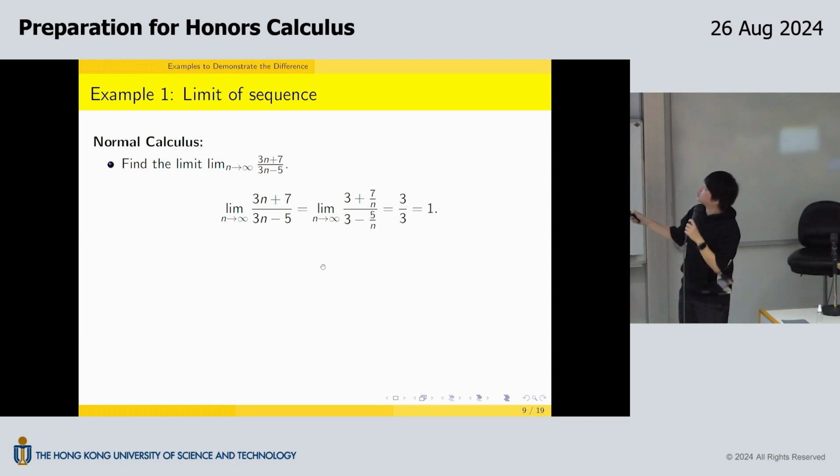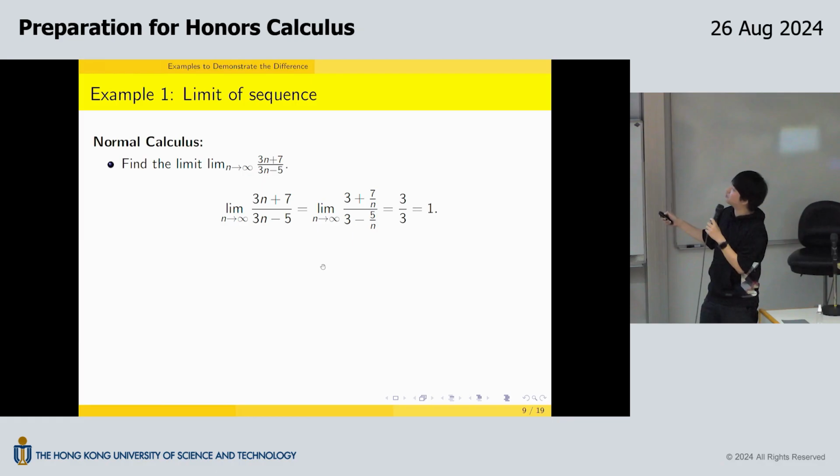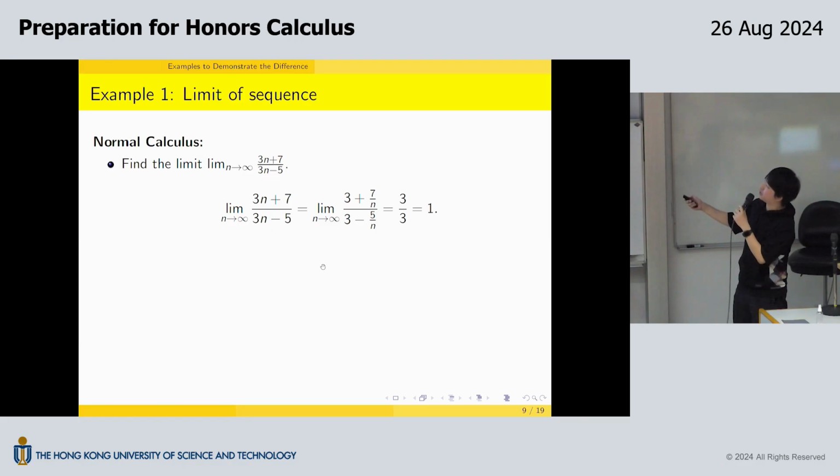So let's consider this limit. The limit as n goes to infinity of this quotient of sequences, (3n + 7) divided by (3n - 5). In a normal calculus course, you'll be required to evaluate this limit by arithmetic rules and limit rules. So how will you evaluate this limit?